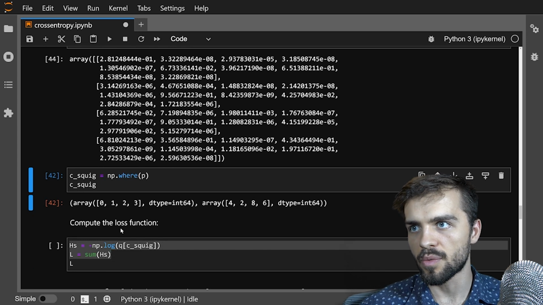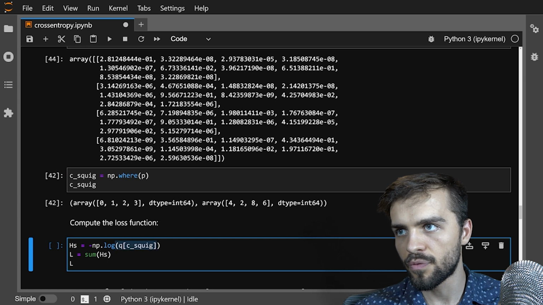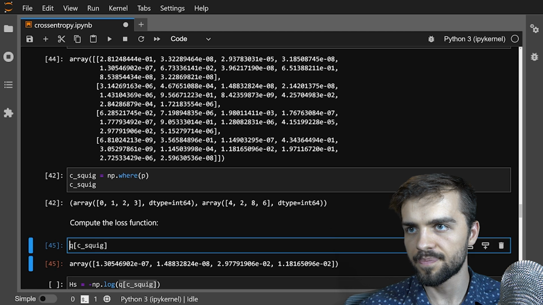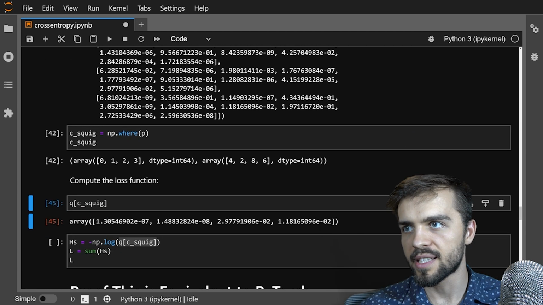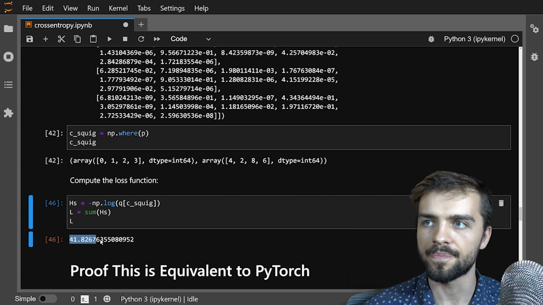Using this C squiggle, I index Q. It should give me 4 different values. So I'm summing across images like this. I take the natural log and I sum them together and I get my L like this, and it's 41.827.